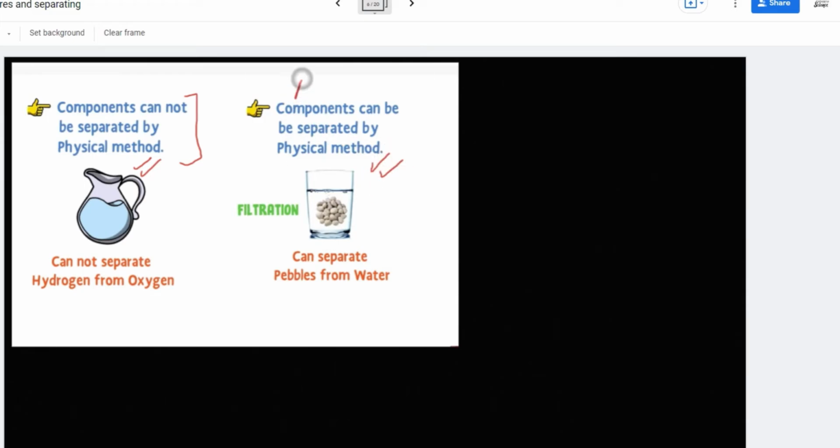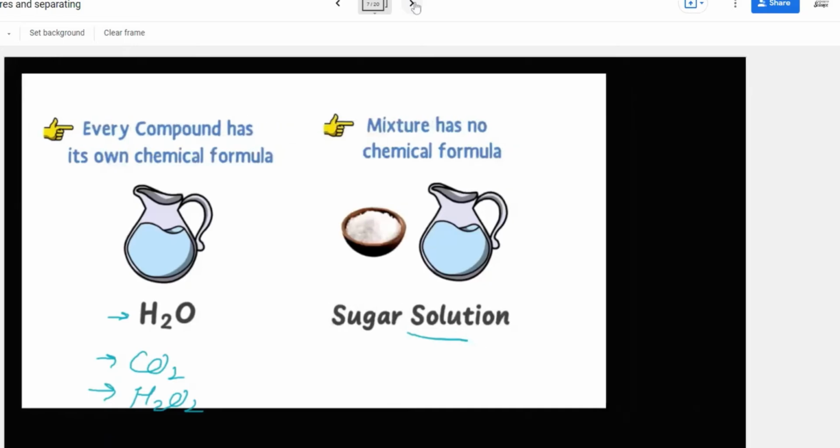In mixtures, this is a mixture and this is a compound. We can easily separate pebbles and water by filtration, or you can just take a strainer to do that, isn't it? Pebbles and water, easily done by that, isn't it? Excellent job. Now let's move on.